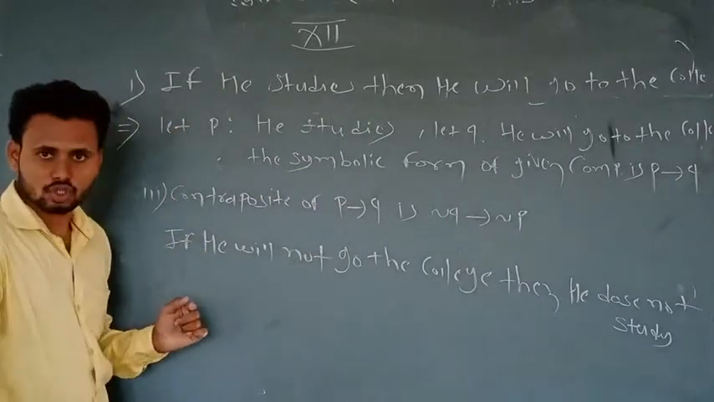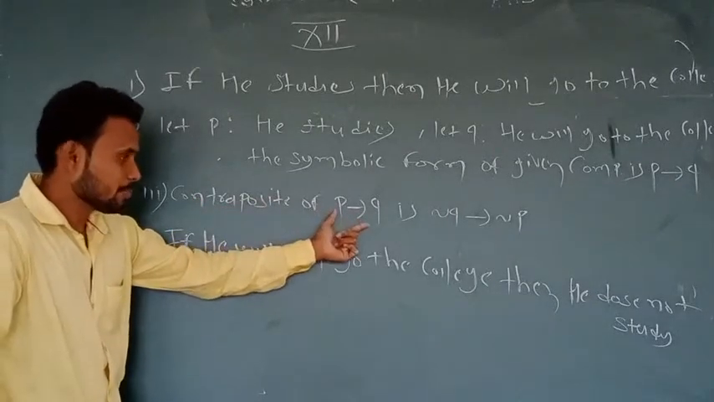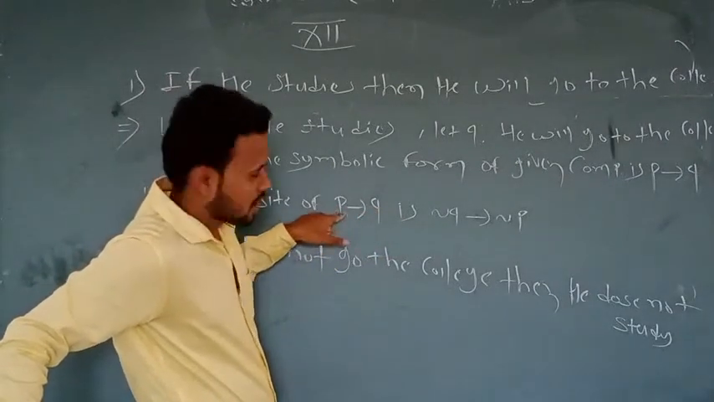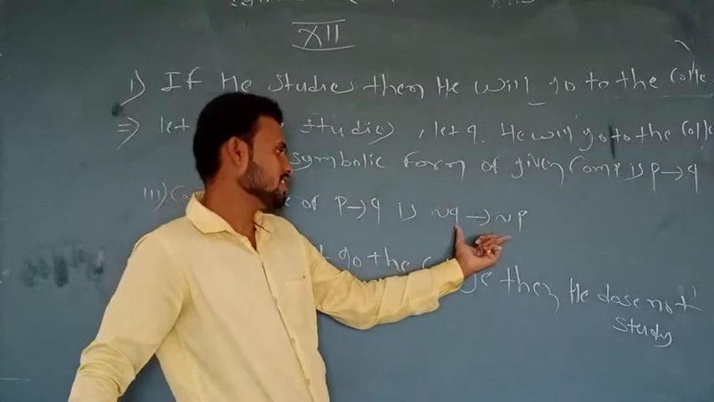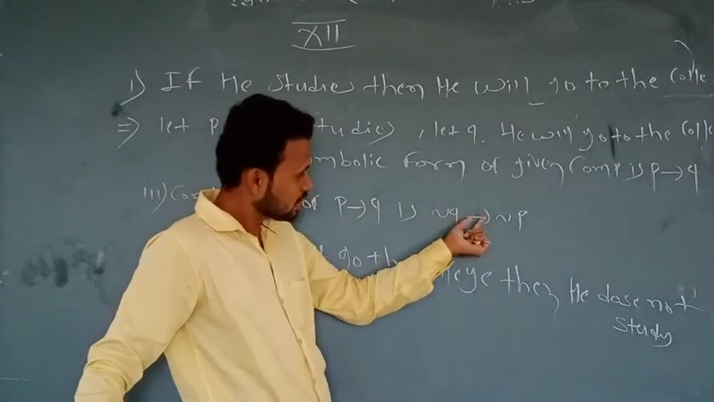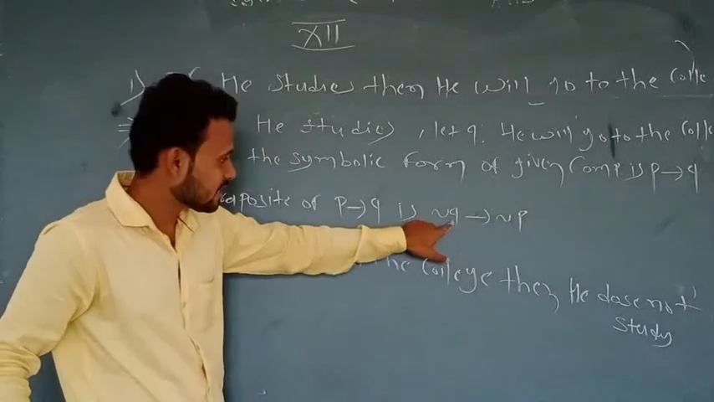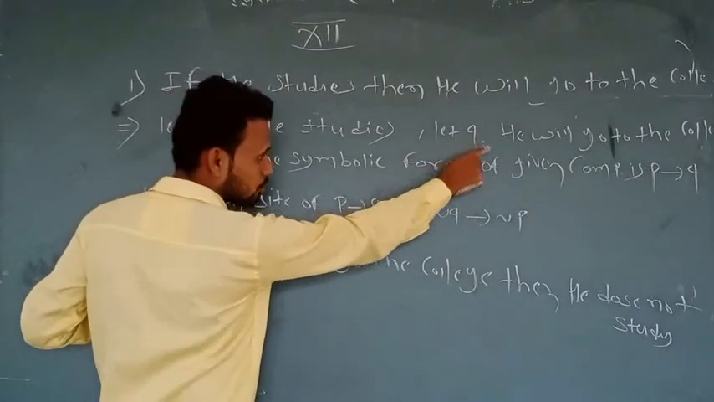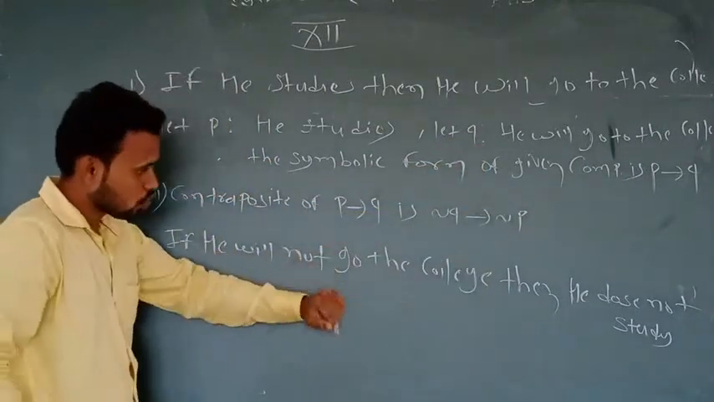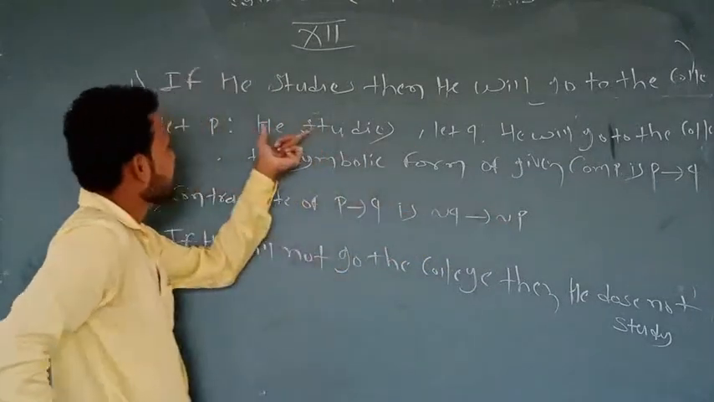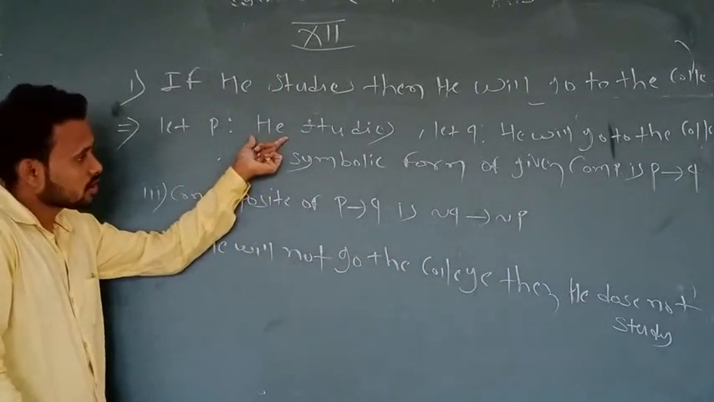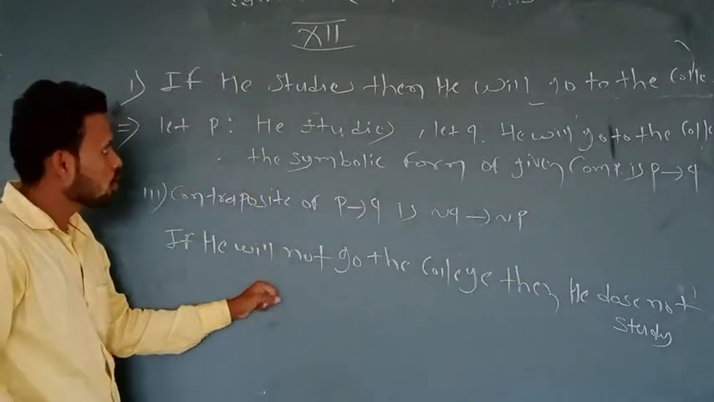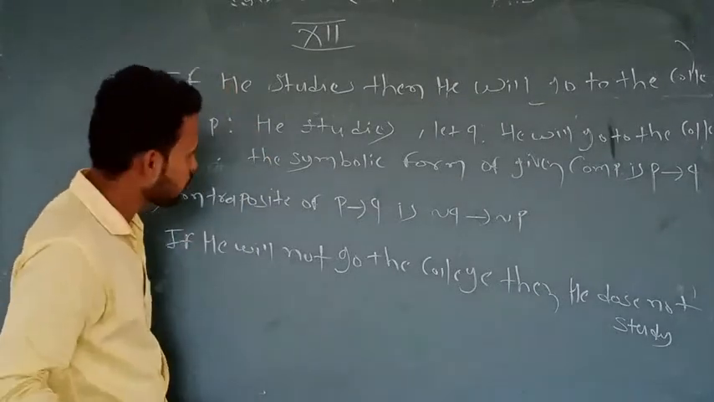Okay. What is contrapositive? Contrapositive of P implies Q is negation of Q implies negation of P. This statement pattern denotes: if negation of Q, then negation of P. Therefore, we can write this statement in terms of sentence. First, if negation of Q, he will not go to the college, then negation of P, he does not study. Which is the required contrapositive of that given compound statement.